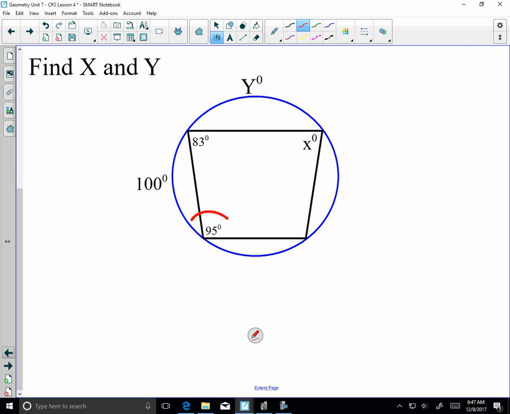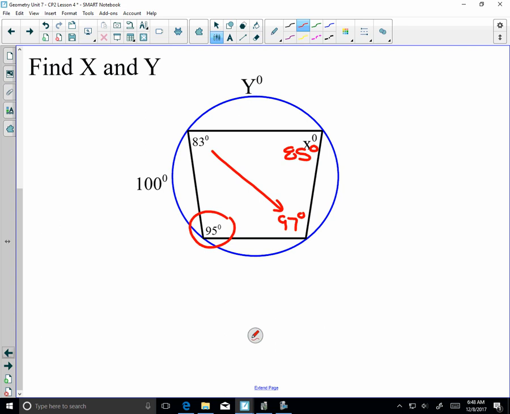Okay, if we have 95 here, we can find X. X is 180 minus 95, or 85. Okay, if this angle is 83, we know that the angle across from it in our inscribed quadrilateral is 97.